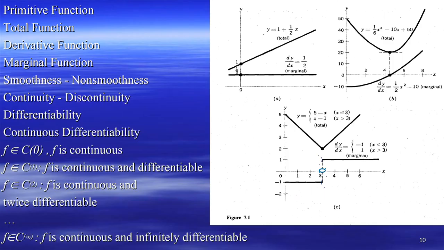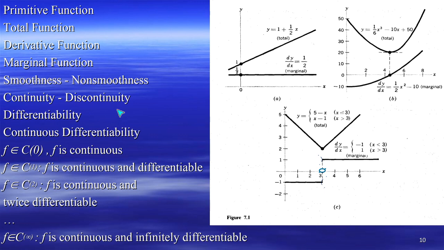All right. So we will learn a little bit of vocabulary. The primitive function is the function we start with. It can be called the total function as well if it is the total of something. The derivative function is the function we obtain by taking the derivative of it, and in economics it is called the marginal function. The smoothness or non-smoothness of a function means whether it has some angles, some corners, or not. For instance, this one is a smooth function, this one is not. This one makes a corner here, so it is not. Those are smooth functions.